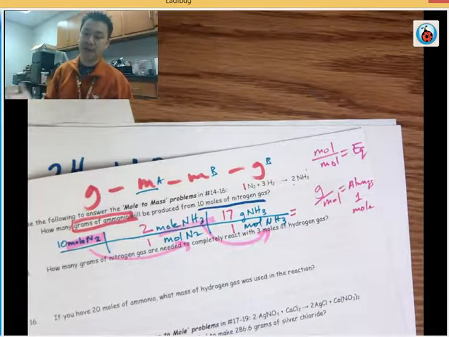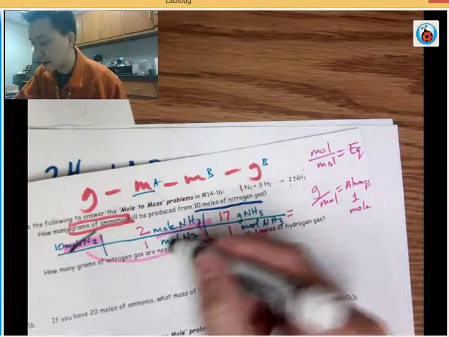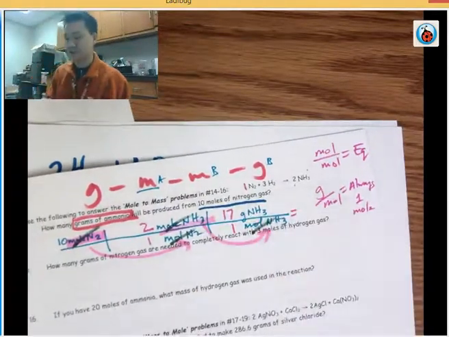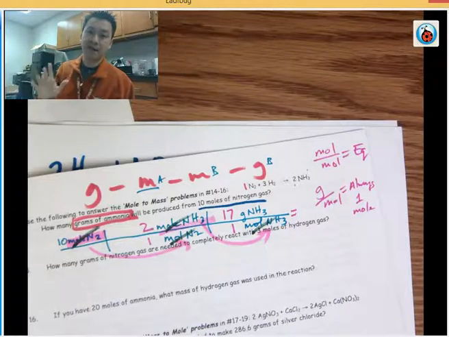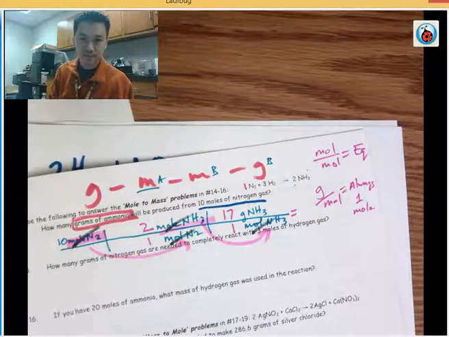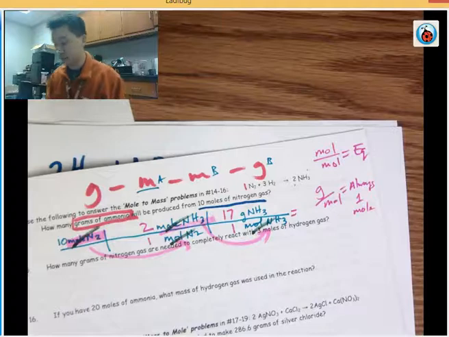How beautiful is that? Okay? So, these units cancel out, and the last thing you have left is grams of NH3, which is exactly what you're looking for. You multiply the top and divide by the bottom. Voila. I'll do one more problem to keep this video under 2 hours long. Okay? Let's do one more problem.